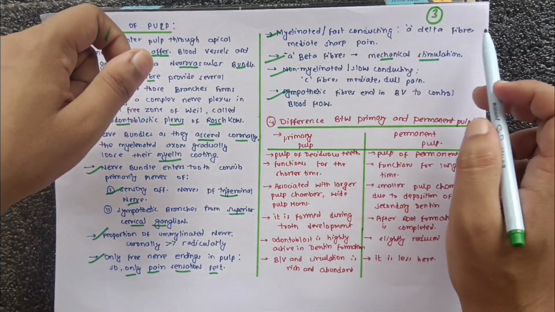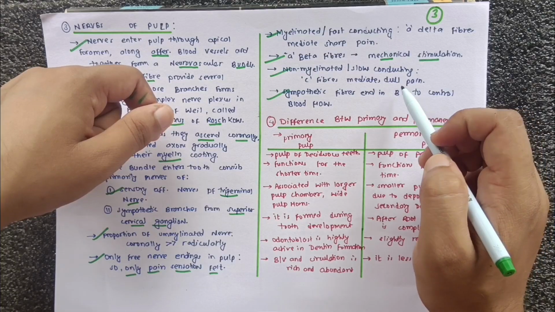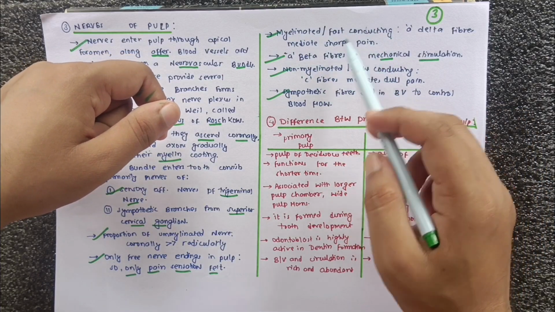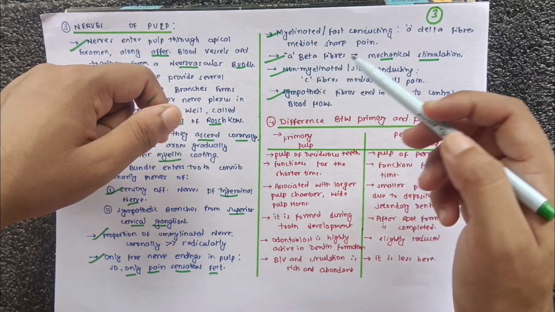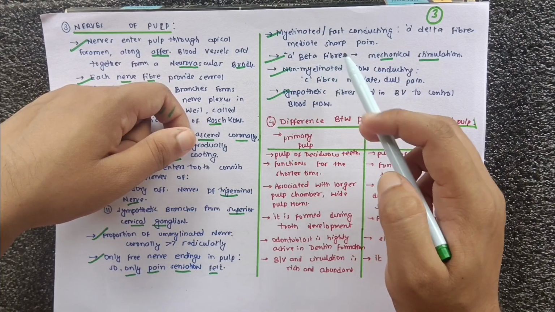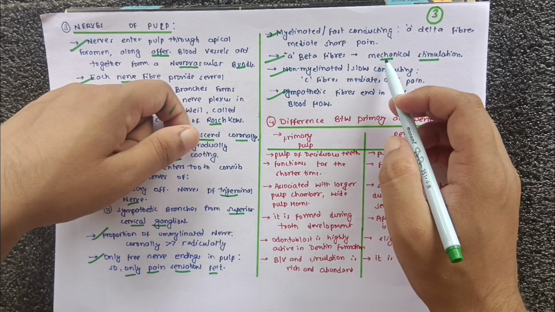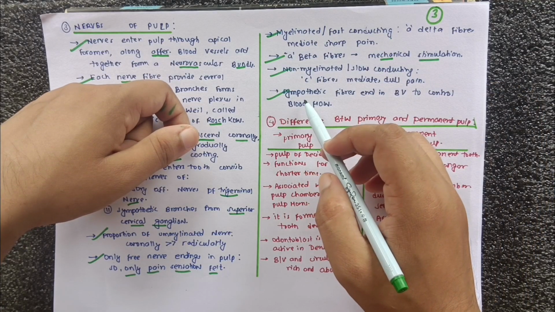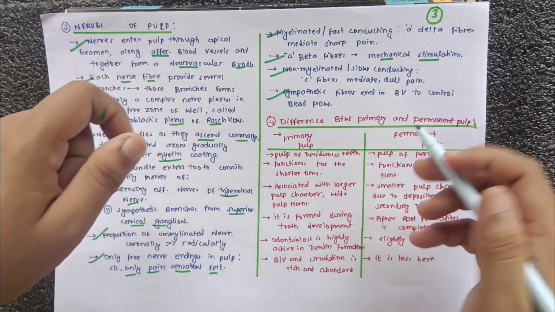So A delta fibers mediate sharp pain, and C fibers mediate dull pain. The myelinated nerve fibers are fast conducting, and the non-myelinated are slow conducting. A beta fibers are also myelinated and fast conducting, but they just transfer the information of mechanical stimulation. And in the last point, the sympathetic fibers end in the blood vessels to control the blood flow.